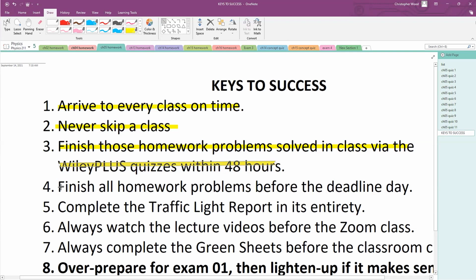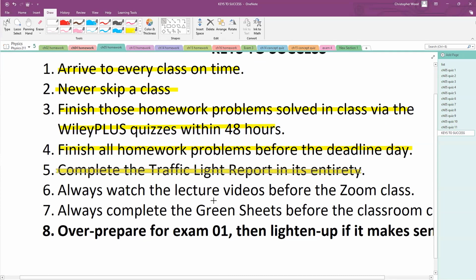Here's another thing, number 4, which might be the biggest reason why I'm having this conversation. You guys just got to get out of the habit of starting homework on a deadline day. I saw that left and right. That can't work anymore. Treat it like a job. If you had a big proposal that you were making, you're not going to start the proposal the day of the deadline. You're going to do it in chunks along the way. So finish all homework problems before the deadline day. You guys should consider that traffic light report as mandatory, not optional.